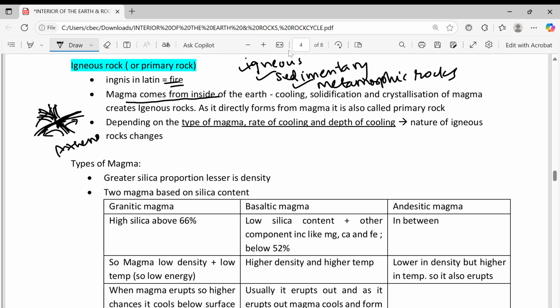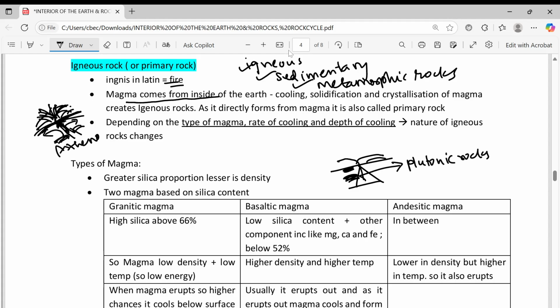It comes out like this and settles here. Sometimes this lava settles below the earth only. When a volcano is there, the magma comes outside and settles here. Sometimes it settles in depth, sometimes just below. So there are three types actually. The rocks formed at depth we call plutonic rocks.